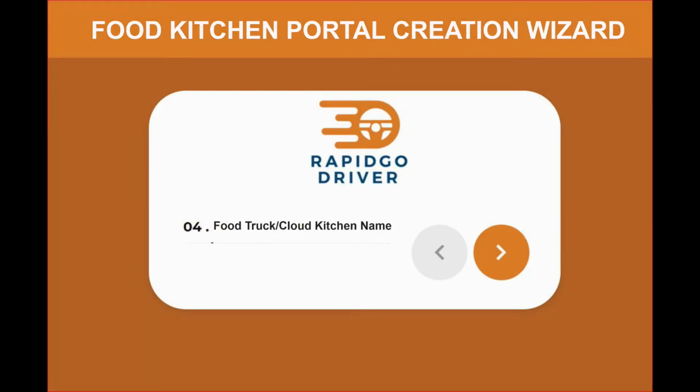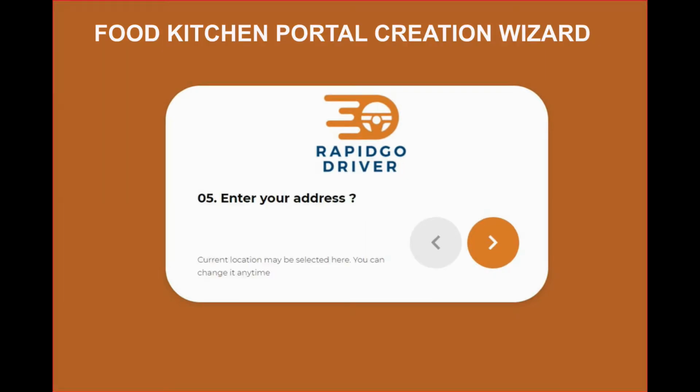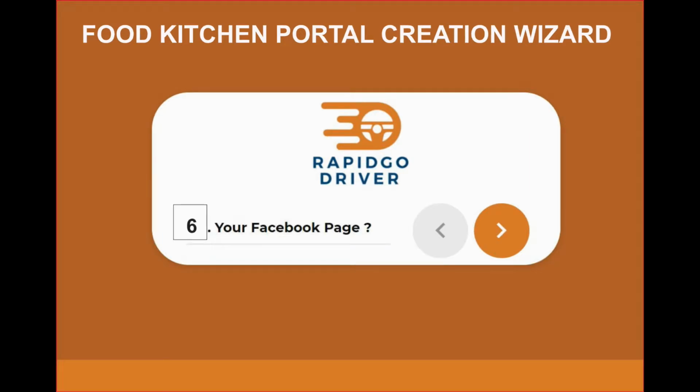Excellent. Now enter your food truck or cloud kitchen business name. Next, begin to enter your business location and select from Google Maps. This location may be changed inside your admin dashboard at any time. OK, next, enter your business Facebook page by simply copy-pasting the address.